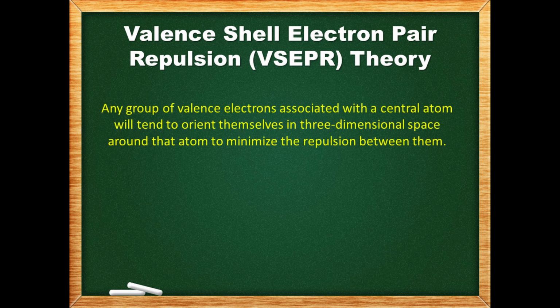Any group of valence electrons associated with a central atom will tend to orient themselves in three-dimensional space around that atom to minimize the repulsion between them. Essentially, while remaining attached to the central atom, groups of electrons such as a lone pair, bonding pair, or multiple pairs involved in a double or triple bond will position themselves as far away from each other as possible. This is the fundamental principle behind the valence shell electron pair repulsion theory, often shortened to VSEPR theory.